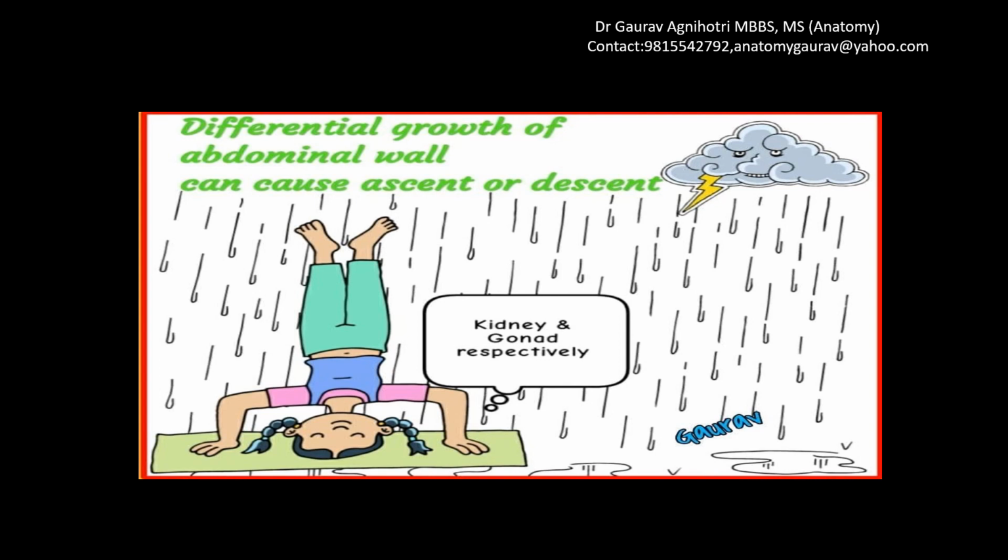And then lastly, this ascent of the kidney is due to the differential growth of the abdominal wall mainly, and similarly the descent of the gonads is also due to the differential growth of the abdominal wall.